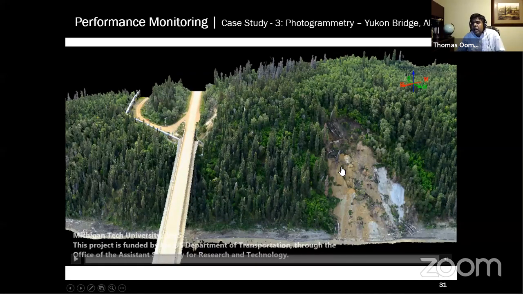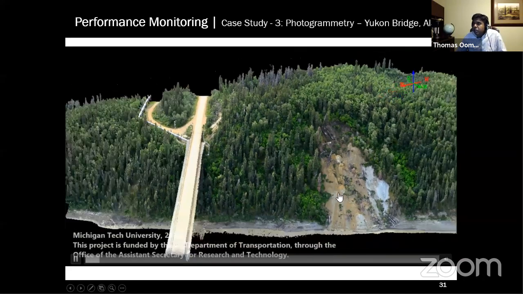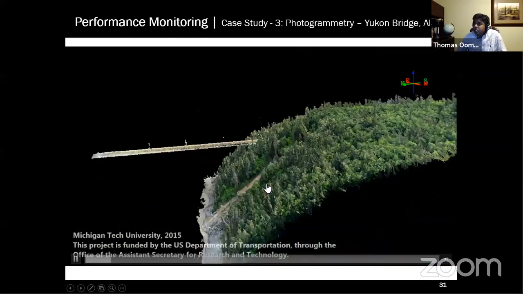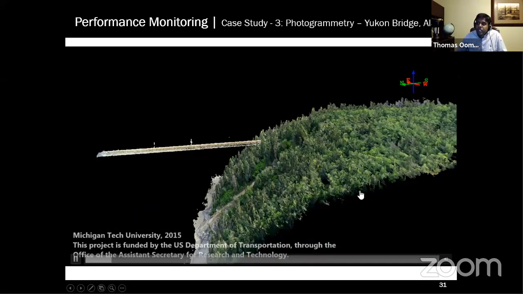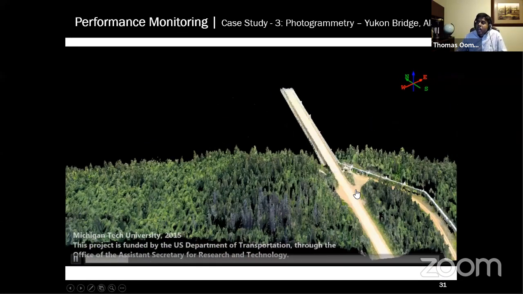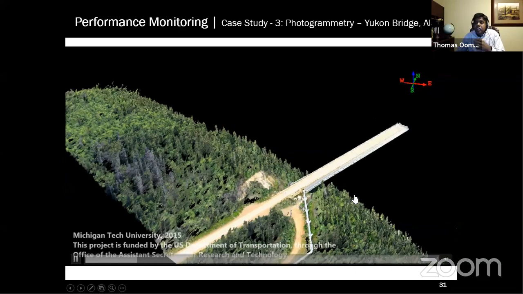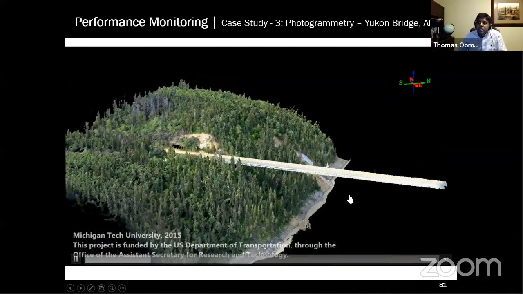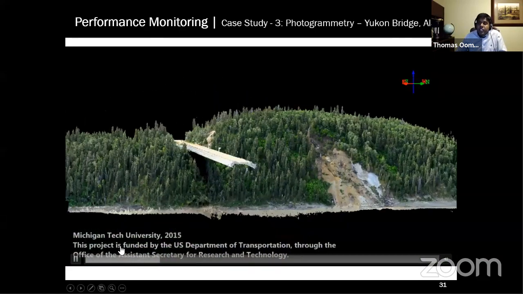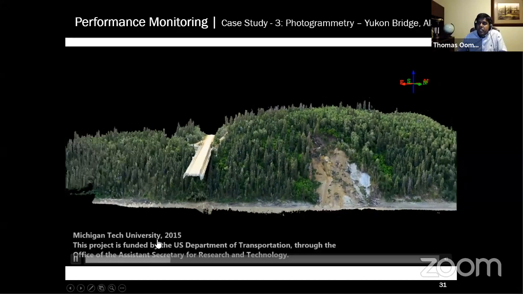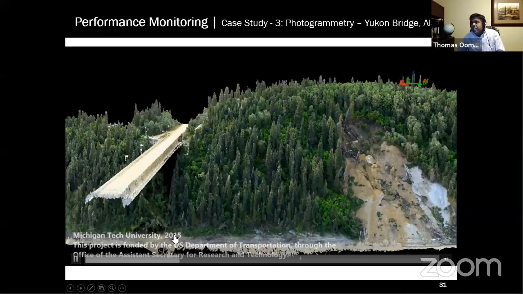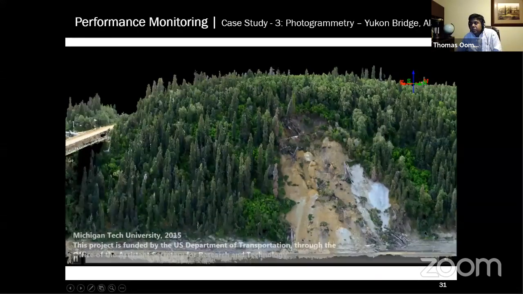So we did a photogrammetric analysis. We developed a 3D model of the site. This is a 3D model, it's not a photograph. It's a point cloud, so you can actually measure the displacement at every point. We did this at two time periods. We did it in 2015 and 2016.